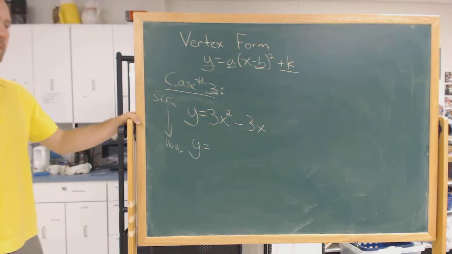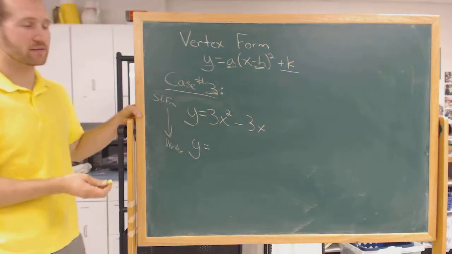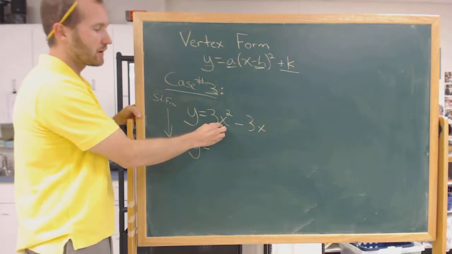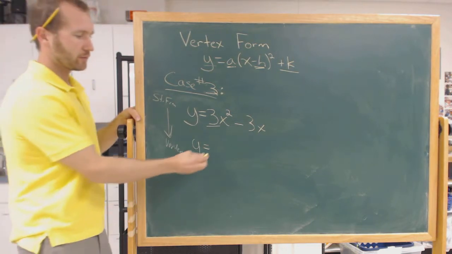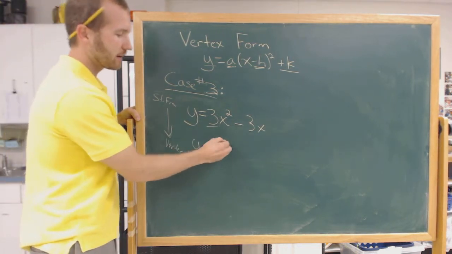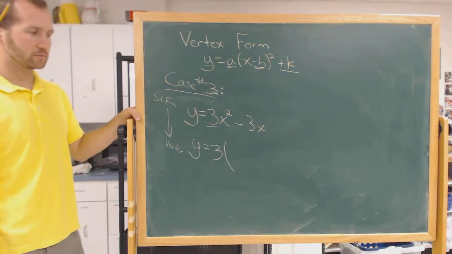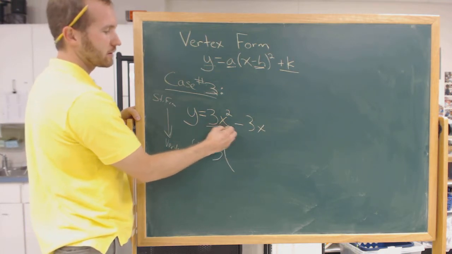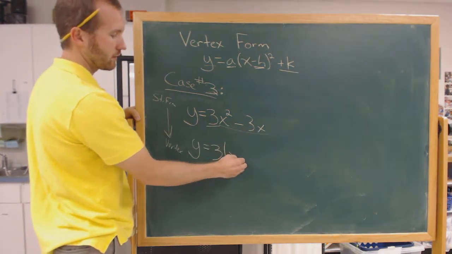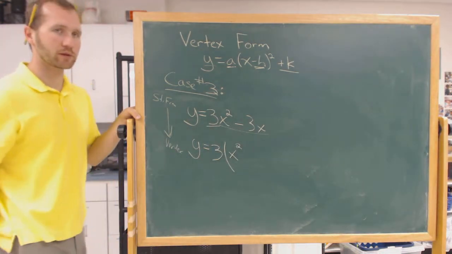My first step, I don't have to ignore the c because this equation doesn't have a c. My first step is to factor out a, no matter what a is. So I'm just going to say 3 parentheses. Then whatever I have left in the parentheses could sometimes be a fraction, but that's what I'll use to complete the square.